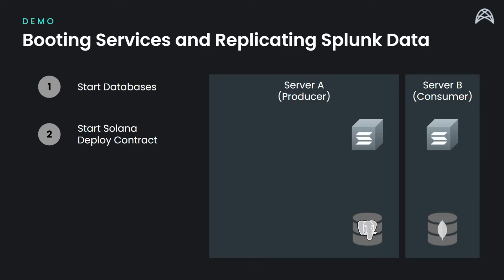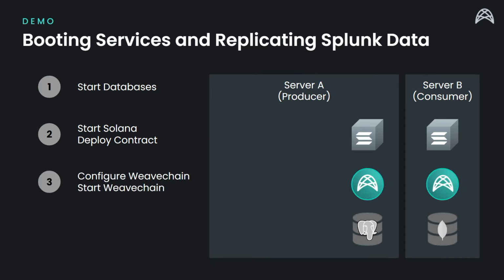Then, we'll have each server start its Solana node in a private network configuration, and we'll deploy the smart contract that will store the hashes that give us our immutability guarantee. Next, we'll walk you through the configurations that let Weavechain talk to those other services, and start the Weavechain nodes on each machine. And finally, we'll start the services that will produce our logs.